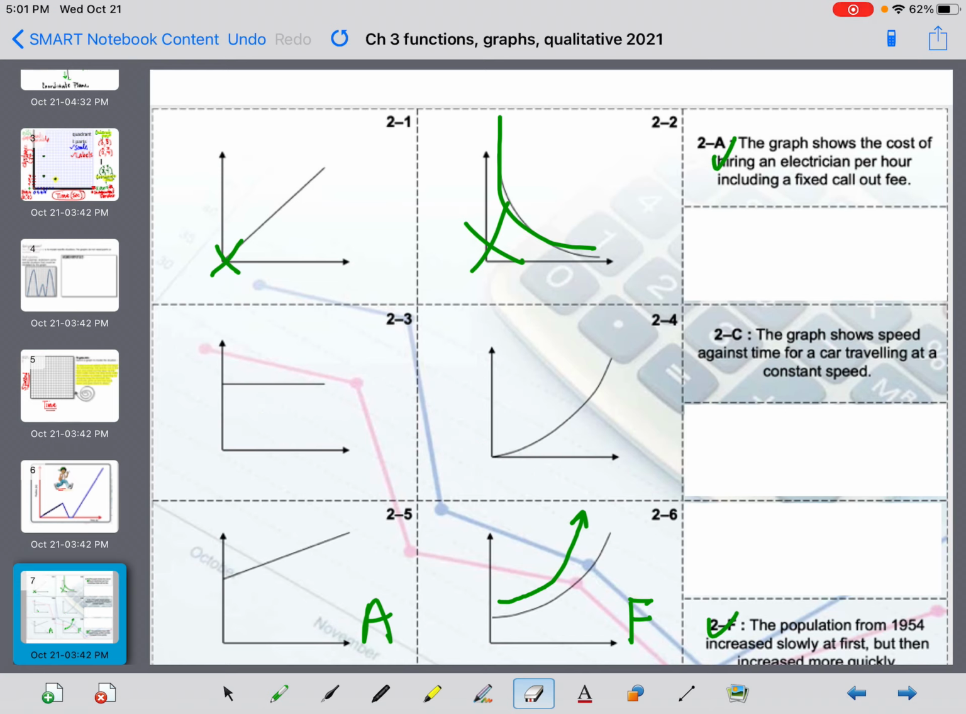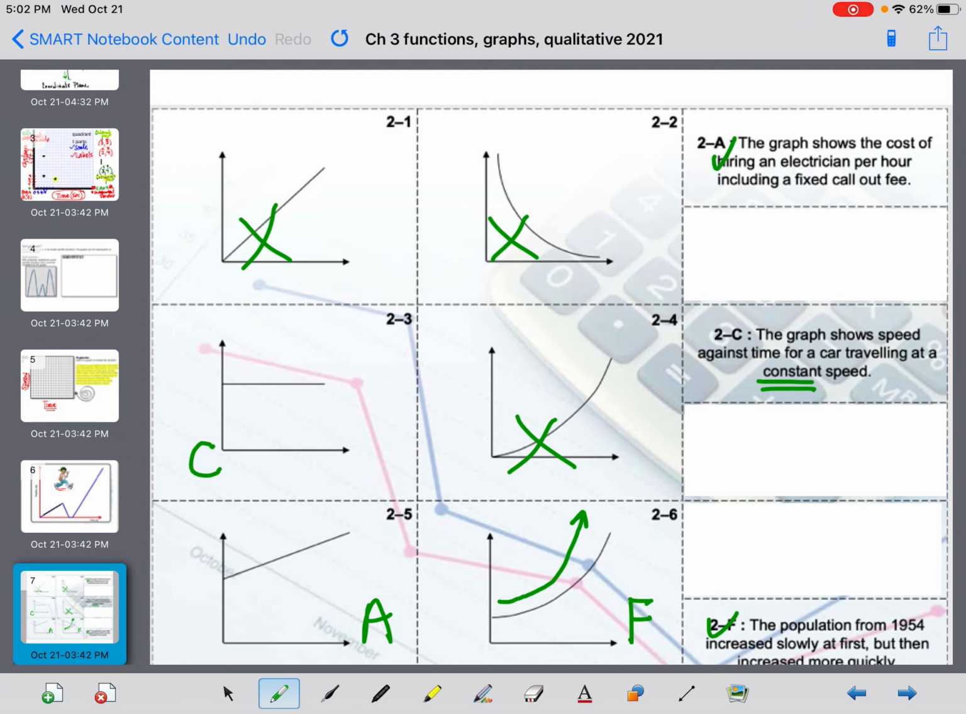And then for 2C, I'd go back through again and I'd say, okay, for 2C, it says the graph shows speed against time for a car traveling at a constant speed. And so what do I know about the word constant? Well, constant tells me something very important, right? Is it increasing? Is it decreasing? In this one, it's none of those things, right? So I know it can't be increasing or decreasing. So the only one that is constant here is 2-3.